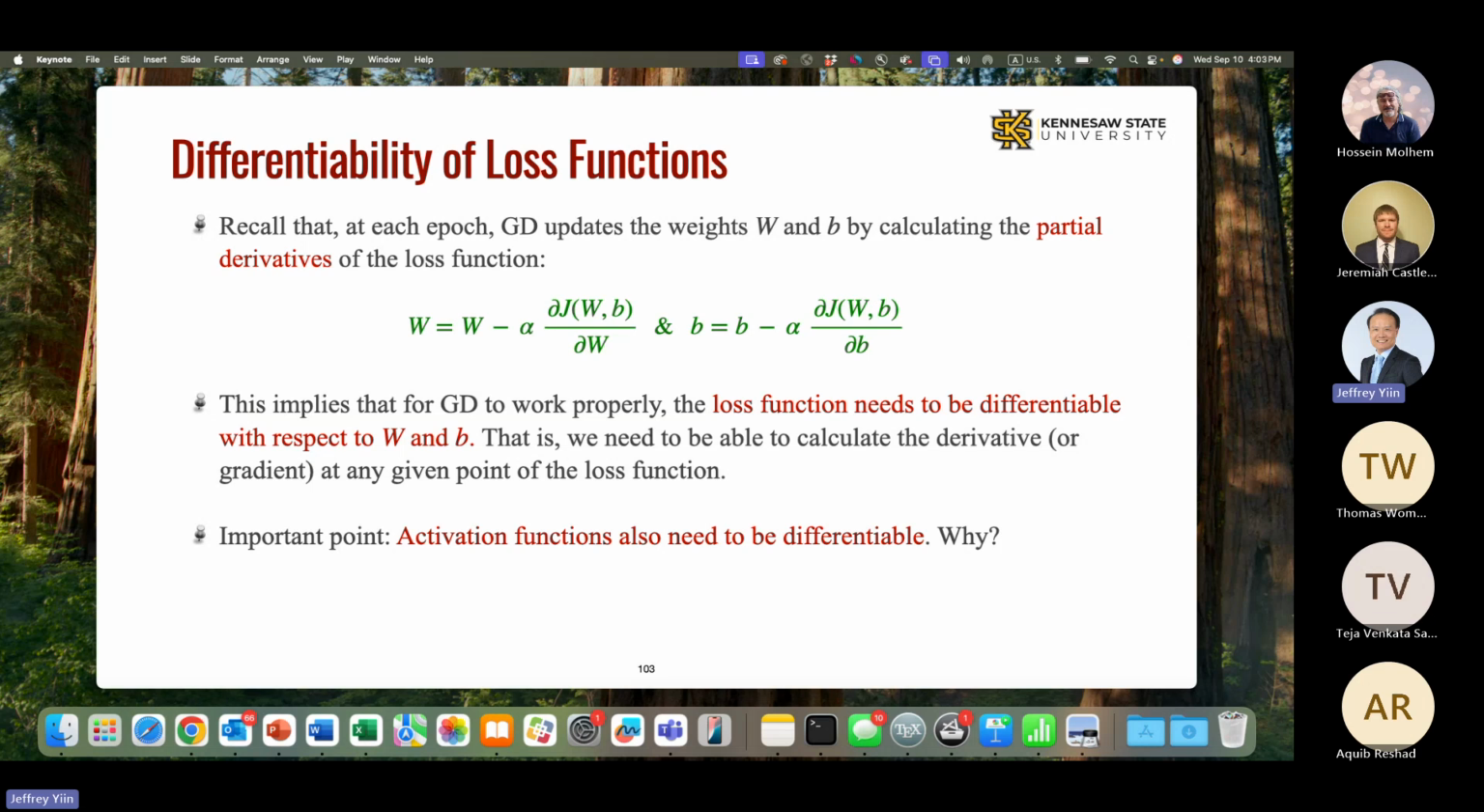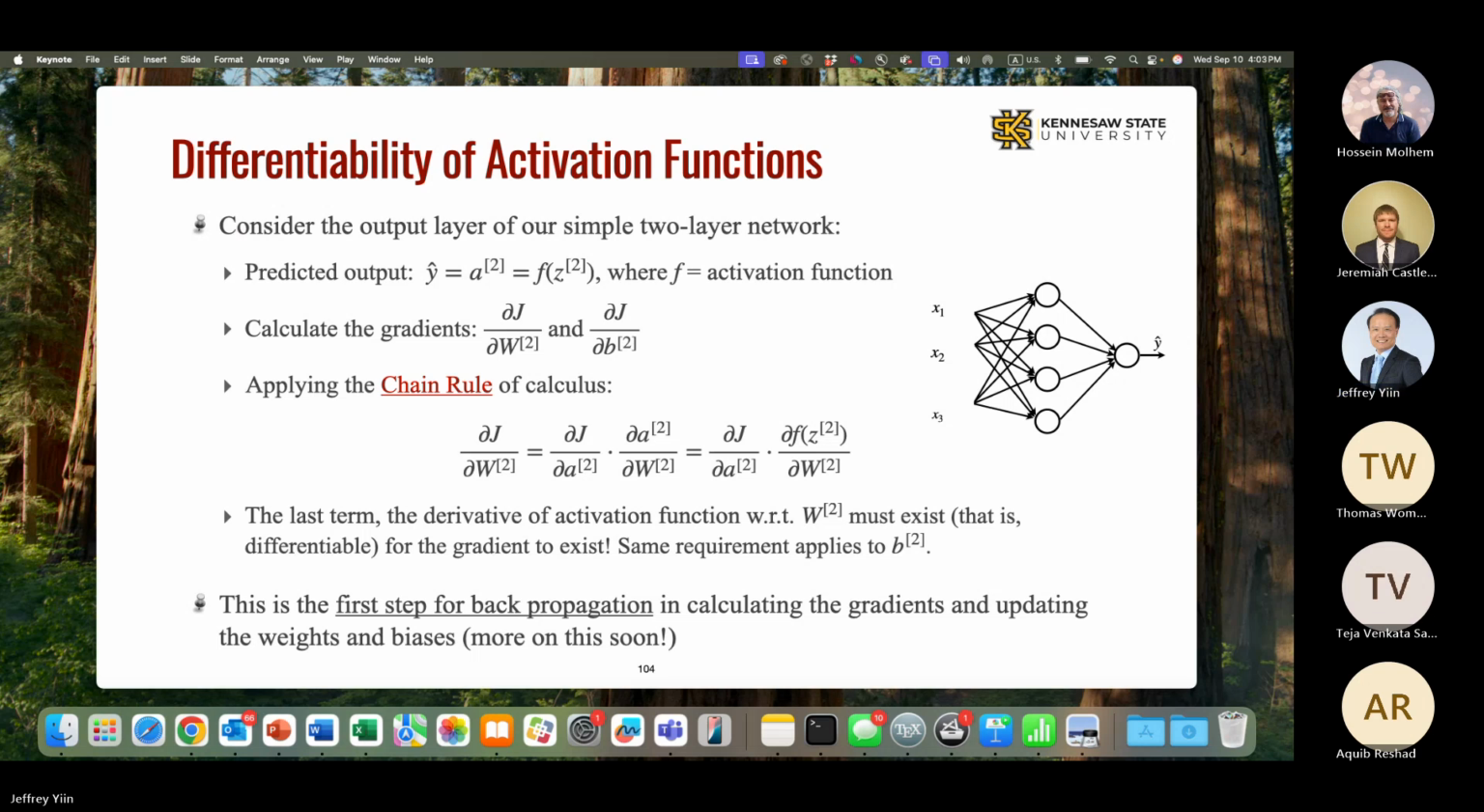So this means that the loss function has to be differentiable with respect to the weights and the biases. Then I want to take it one step further. I also say, very important, that your activation function also needs to be differentiable. But why? That's because, in one sentence, your loss function depends on the activation function. It's a function of the activation function, right?